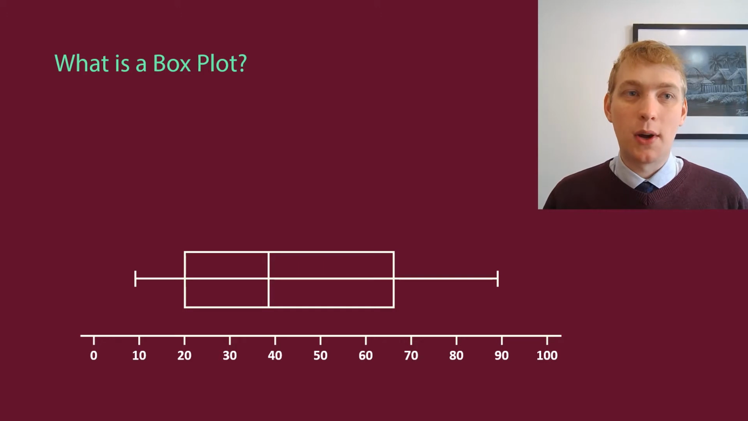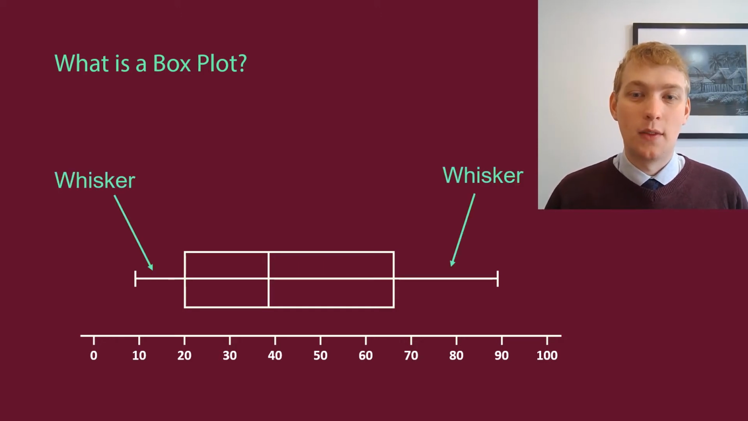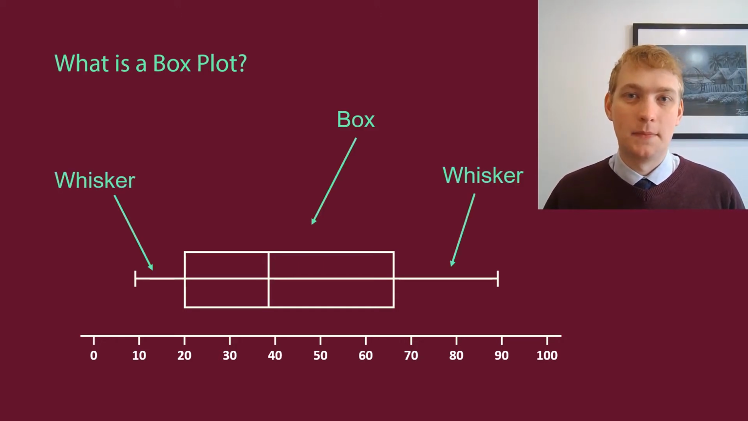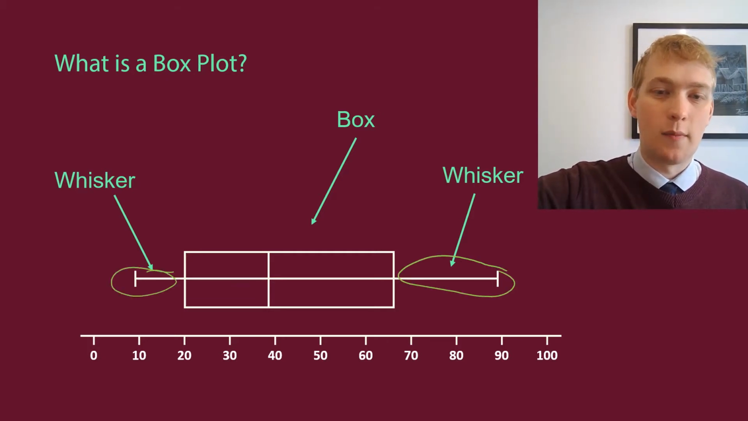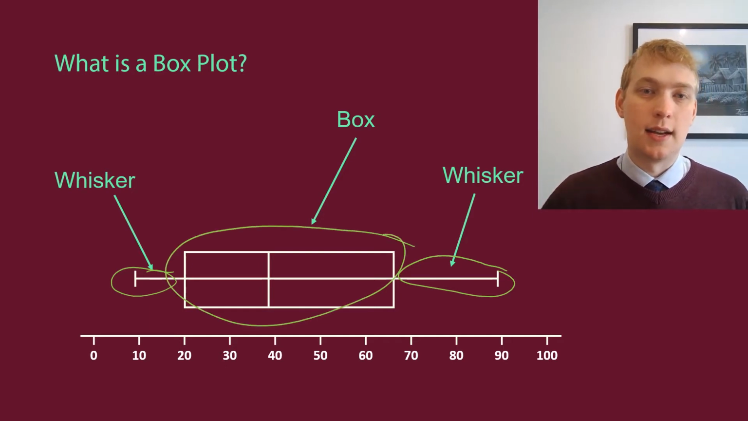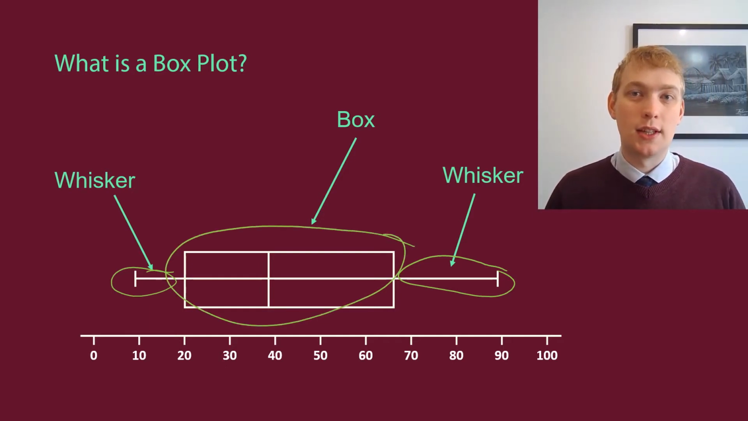When we're talking about a box plot, we need to know some terminology. Now these are often called box and whisker plots by people because there's two whiskers out here and then we have the box in the middle. So just know if you see the terminology box plot or box and whisker plot, they're talking about exactly the same thing.